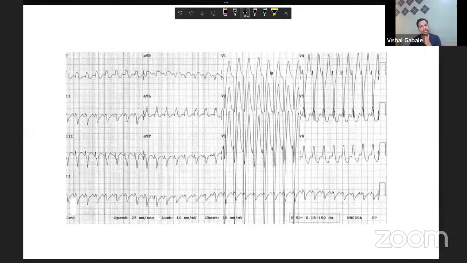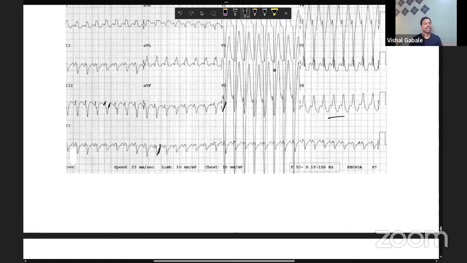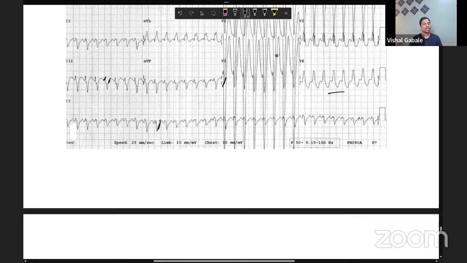First of all, it's a bundle branch block, right? So LBBB, not VTAC actually. Here you can see there is pre-excitation. There is pre-excitation over here. These are all pre-excitation. So this is your LBBB with pre-excitation, which can be confused with ventricular tachycardia.